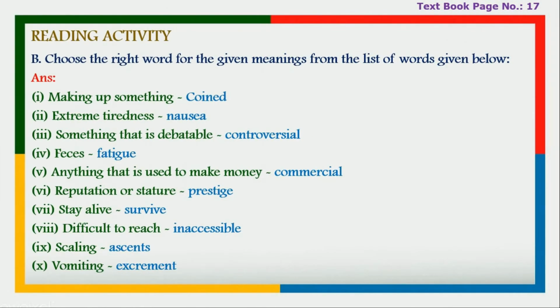Next, reading activity. Textbook page number 17. Choose the right word for the given meanings from the list of the words given below. Making up something. Answer: coined. Extreme tiredness. Answer: nausea. Something that is debatable. Answer: controversial. Physics. Answer: fatigue. Anything that is used to make money. Answer: commercial. Reputation or stature.